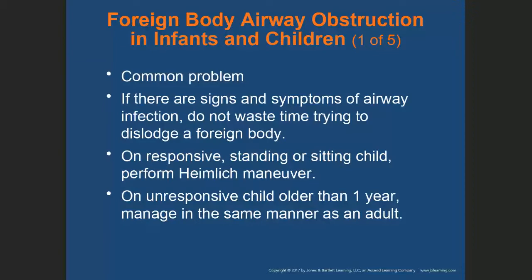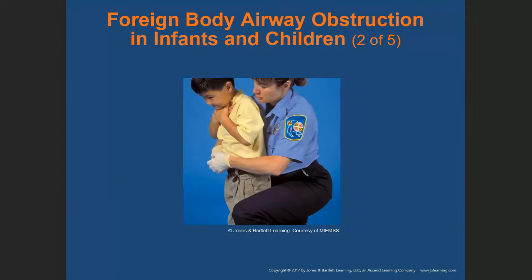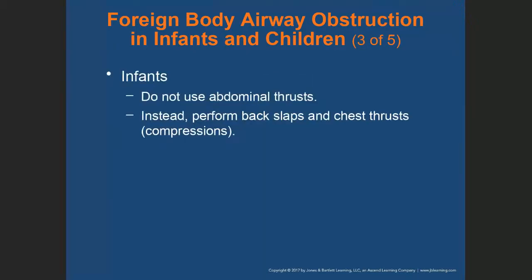Common problems. Now looking at the pediatric population, infants and children. If there are signs and symptoms of airway infection, do not waste time trying to dislodge a foreign body. For a responsive, standing or sitting child, perform the Heimlich maneuver, which is the same abdominal thrust. An unresponsive child older than 1 year, manage in the same manner as an adult. Infants, do not use abdominal thrusts for infants. Instead, perform back slaps and chest thrusts, and it's 5 back slaps between the shoulder blades and chest thrusts.